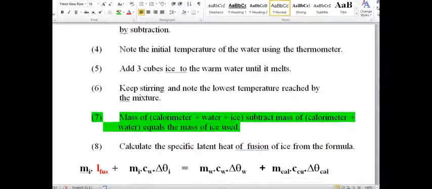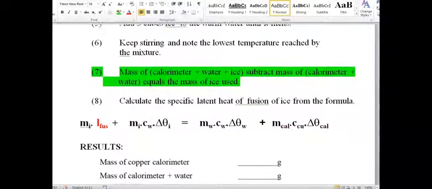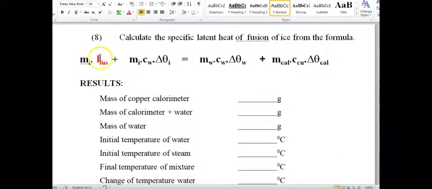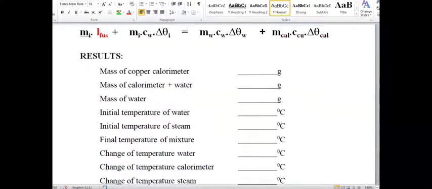Then by putting all our measured figures into that equation, as we've seen earlier, we should be able to work out the specific latent heat of fusion of ice. We'll look at an exact example from a Leaving Cert paper shortly.